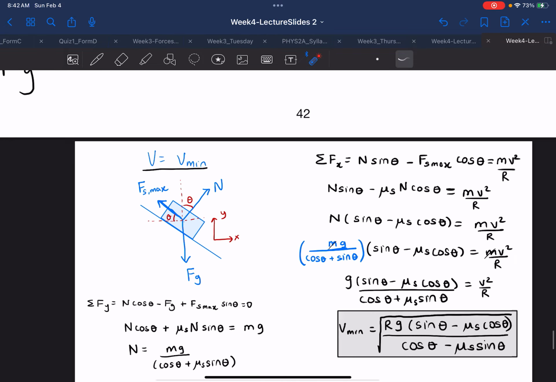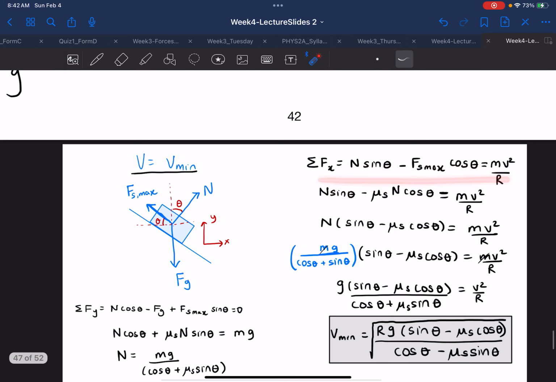All right, so doing the sum of the forces in the x direction, first we have the x component of the normal force, which is n sine theta in the positive direction, and then we have the x component of the force of static friction. In this rectangle, that would be the adjacent side. So we have minus fs max cosine theta, and those are the only two forces acting in the x direction. And that is equal to mv squared over r. Basically, this is the expression for mass times the centripetal acceleration.